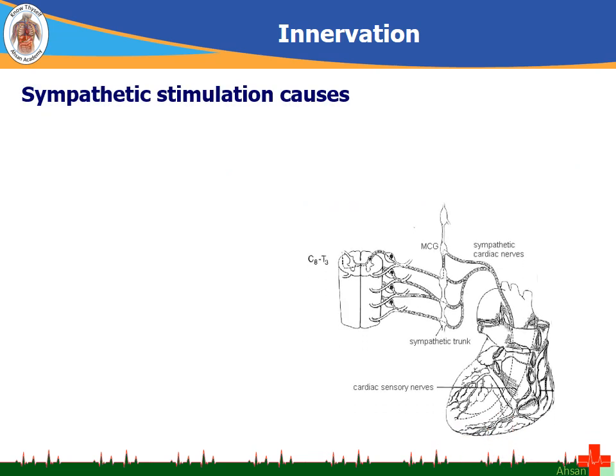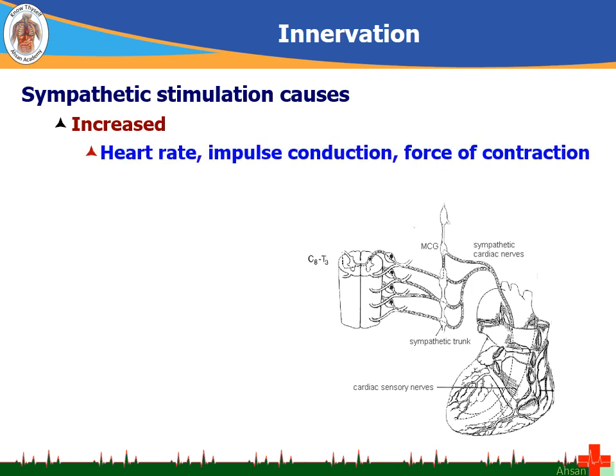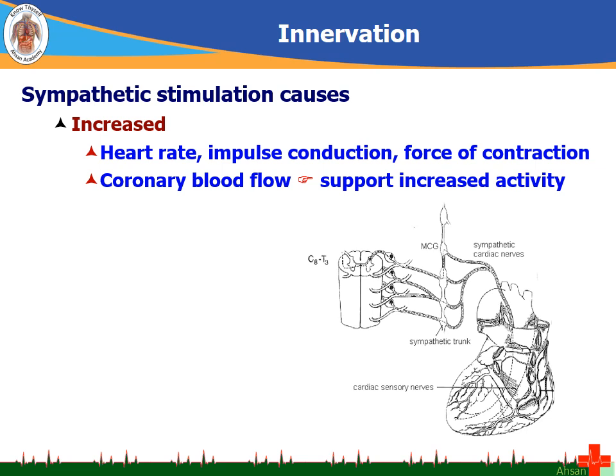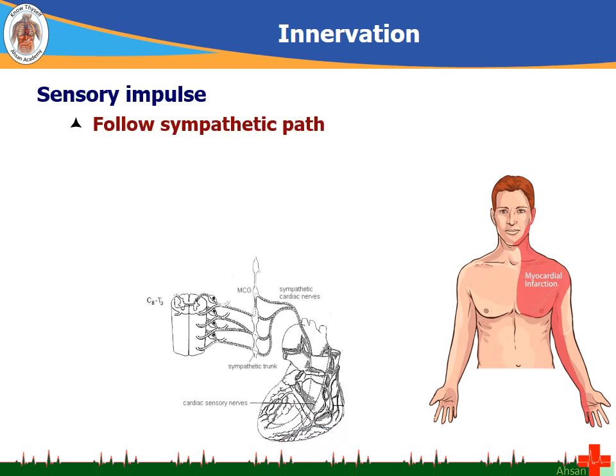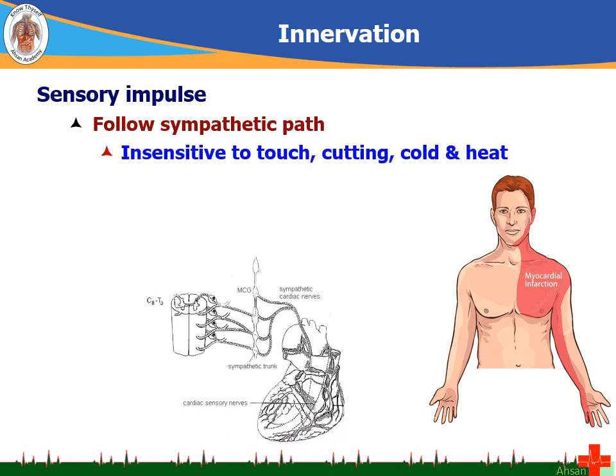The sympathetic stimulation causes an increase in the heart rate, impulse conduction, and force of contraction. The coronary blood flow is increased to support the increased demand of the myocardium. The sensory impulses follow the sympathetic pathway, and the heart is insensitive to stimulations like touch, cut, cold, and heat.